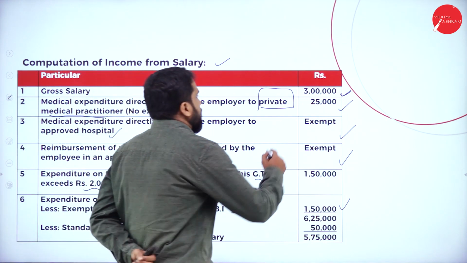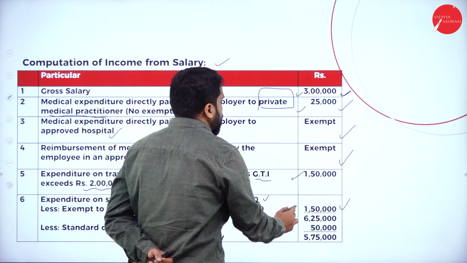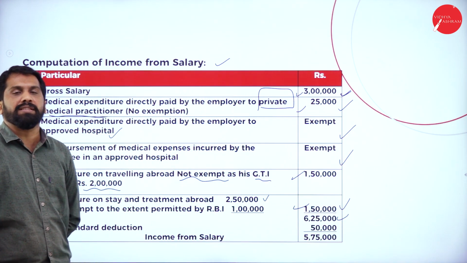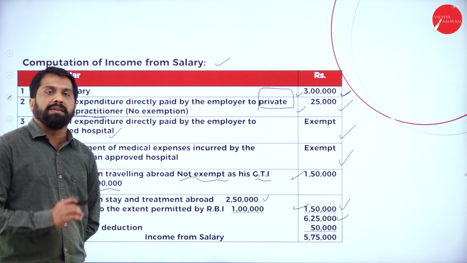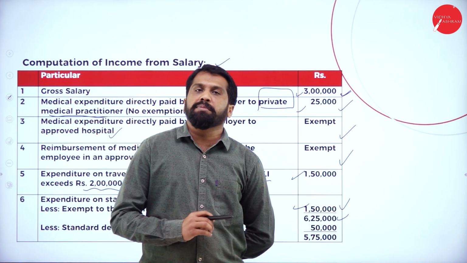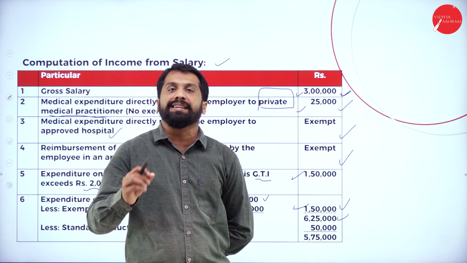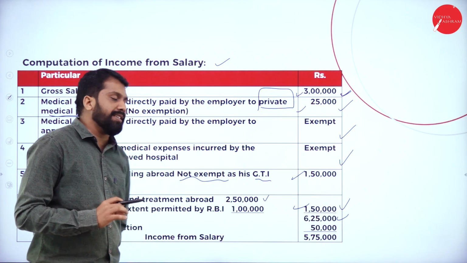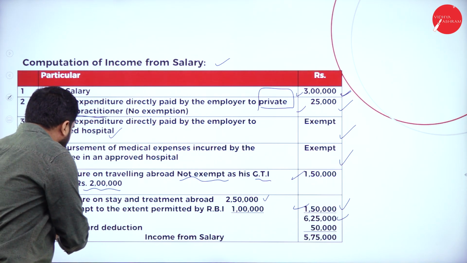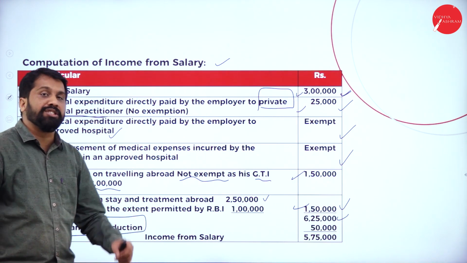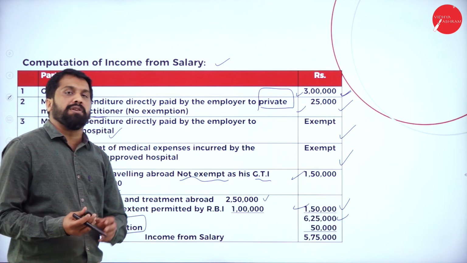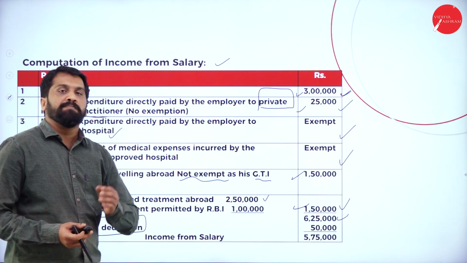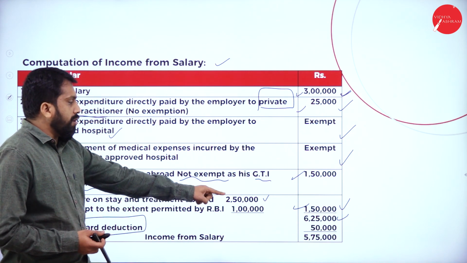Add everything: 3 lakh plus 25 plus 1,50,000 plus 1,50,000. How much will it be? 6,25,000. So the income tax department has given a chance: whatever your income, up to 50,000 is exempted, meaning it is a deduction. We call it standard deduction. If you got 7 lakh 50, minus 50,000, you get 6 lakh 25.